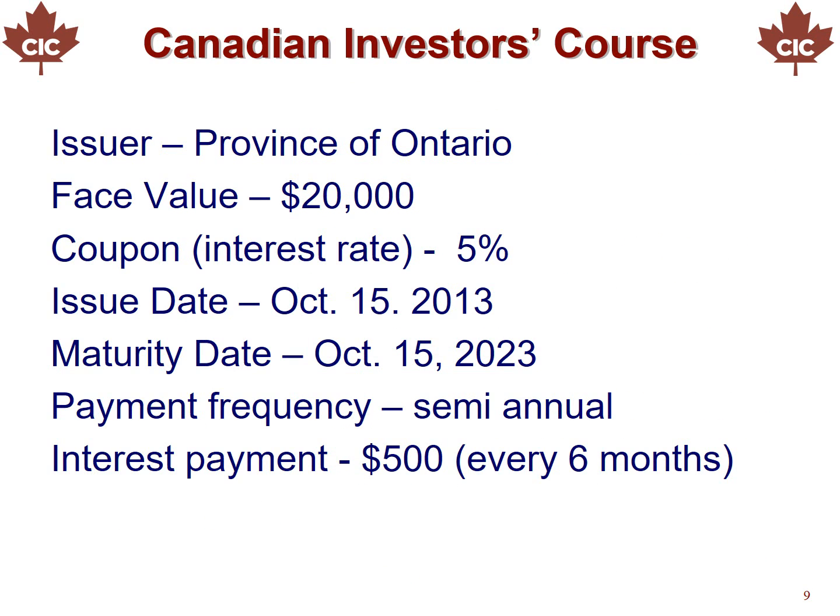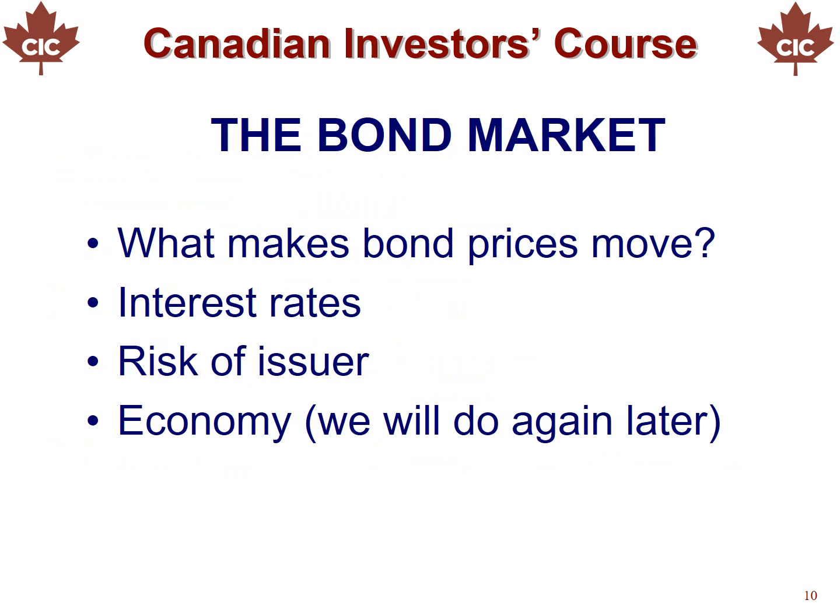So in this case, as we talked about before, the issuer is the province of Ontario. It's got a face value of $20,000 and a 5% interest rate. The issue date is October 15th, 2013. The maturity date is 10 years later, in 2023. Payment frequency is semi-annual, and each payment is $500, in other words, every 6 months.